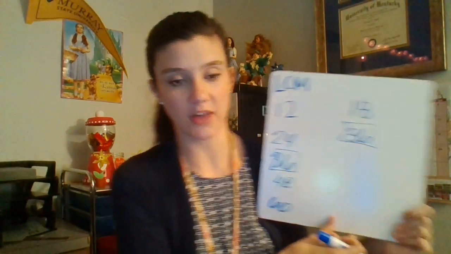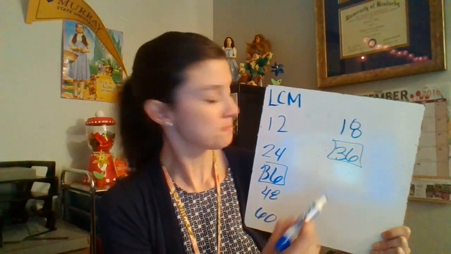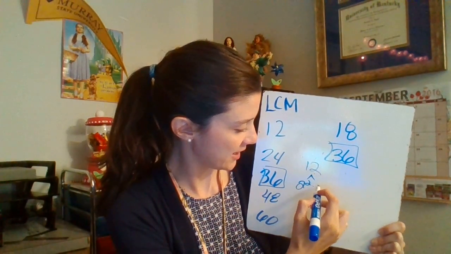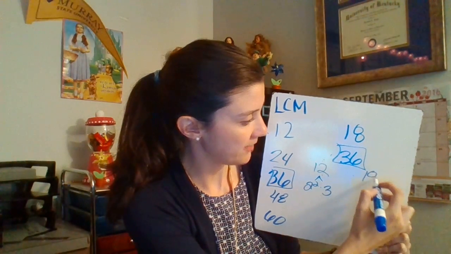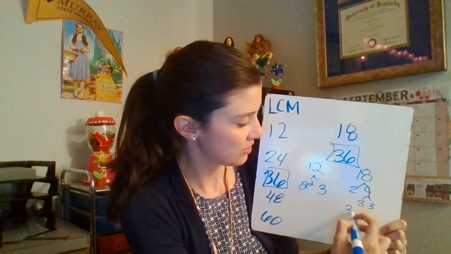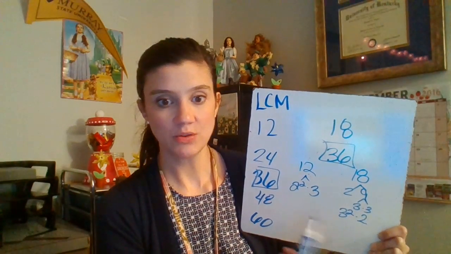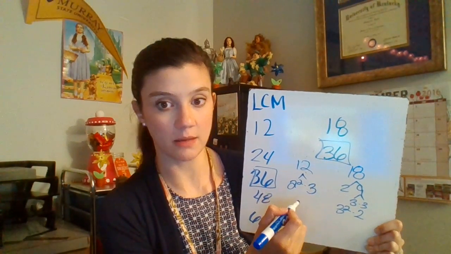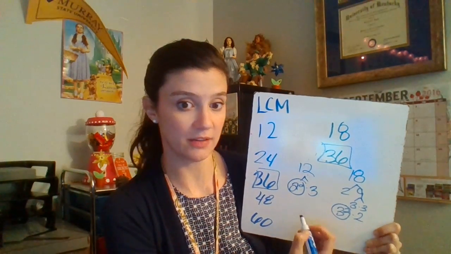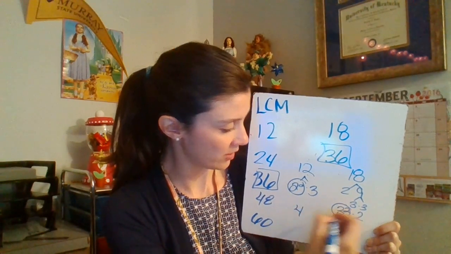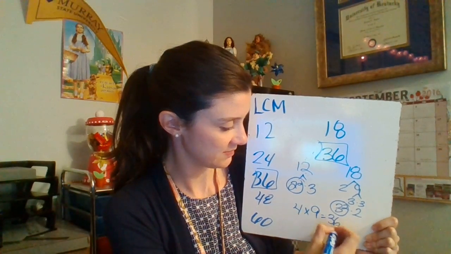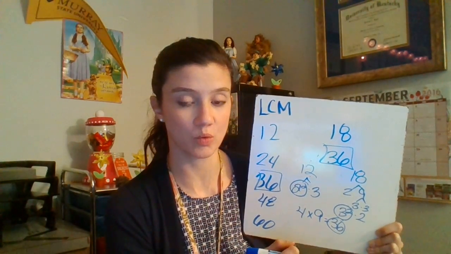Another way you can do this is to find the prime factorization of each one. So the prime factorization of 12 is 2 squared times 3, 4 times 3. And the prime factorization of 18 is 2 times 9, 3 times 3, so 3 squared times 2. Once you have your prime factorization, take the numbers that have the greatest exponent, so 2 squared here, 3 squared here, and then multiply those together. 2 squared is 4, 3 squared is 9, 4 times 9 is 36. Okay, so two ways you can work out the answer.